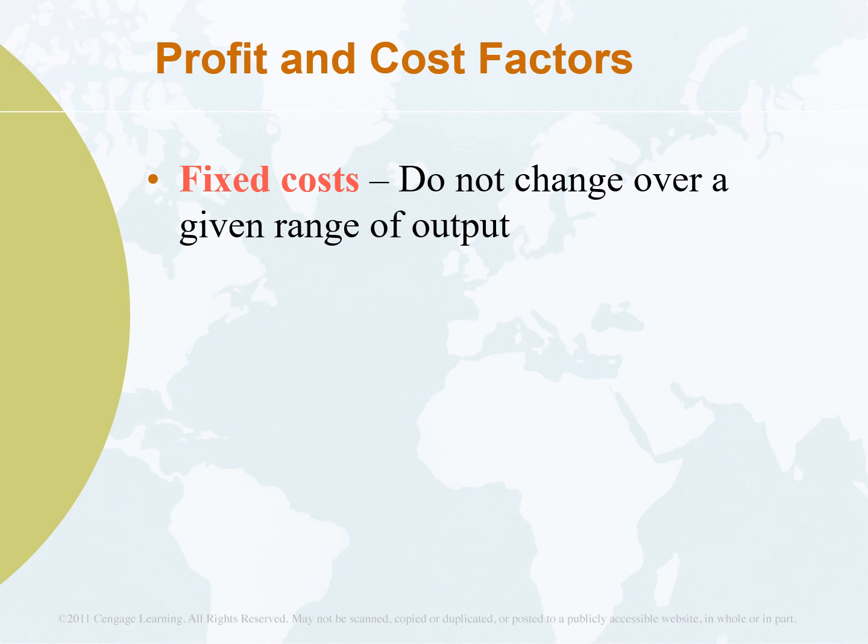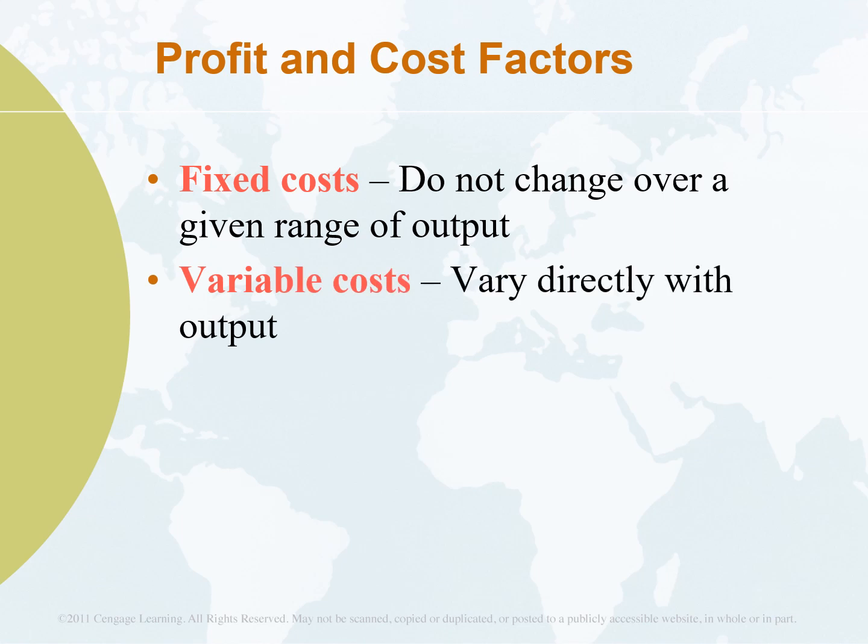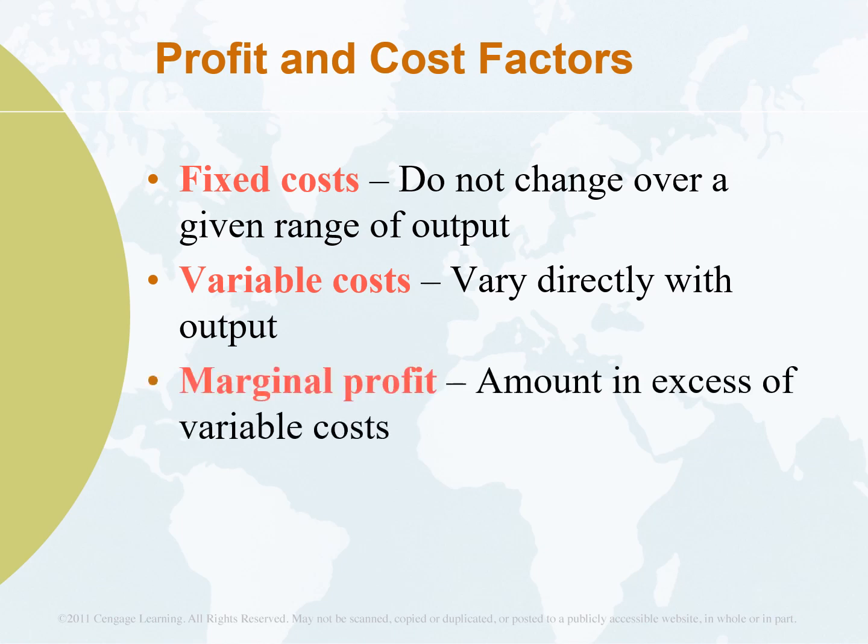There is a fixed cost. The fixed cost will not change over a given range of output. You have to pay it. There is a variable cost that varies directly with output in production, how many units you produce. And there is a marginal profit. That is the amount in excess of variable cost. The marginal profit is used to offset the fixed cost.